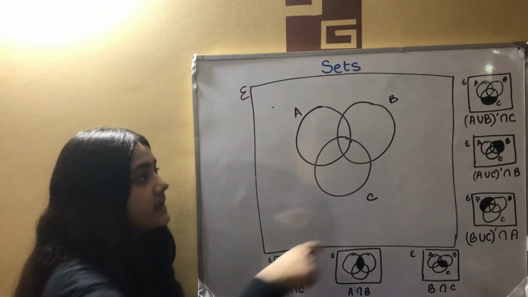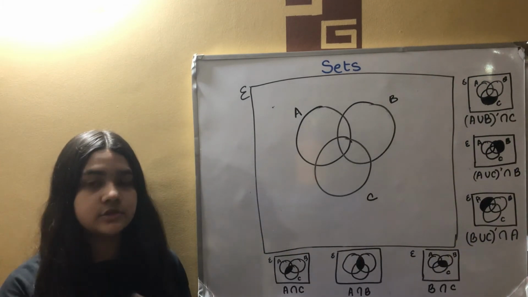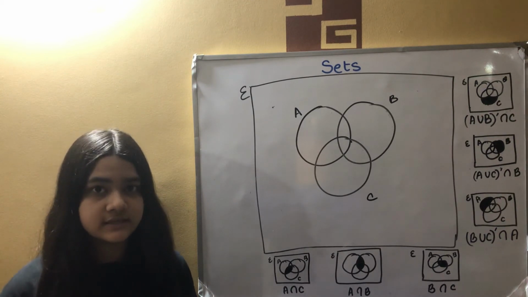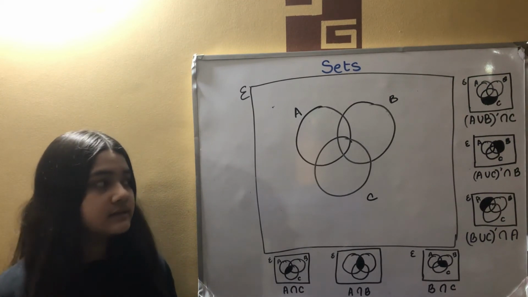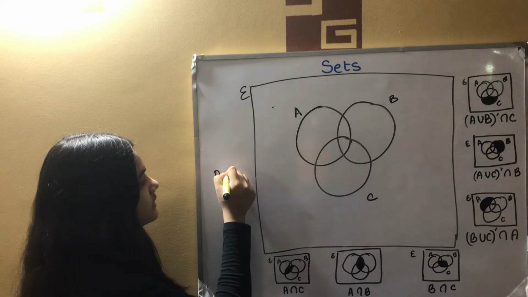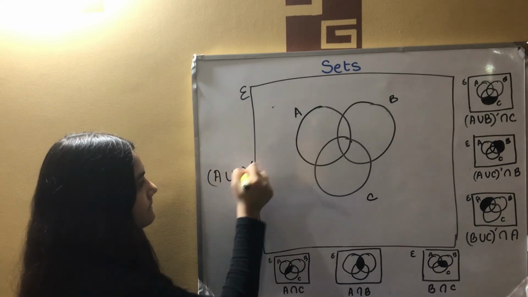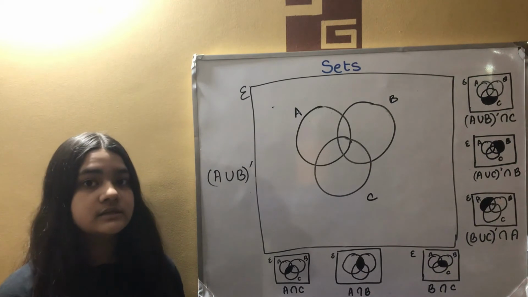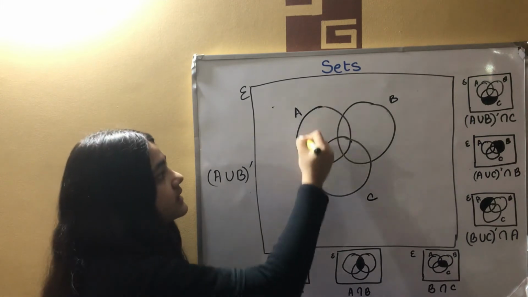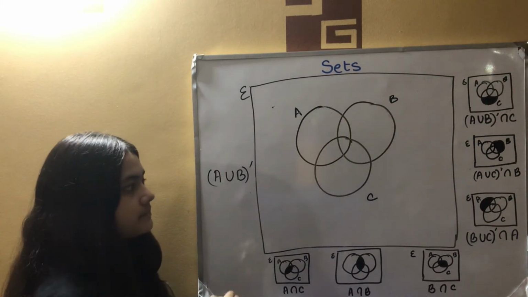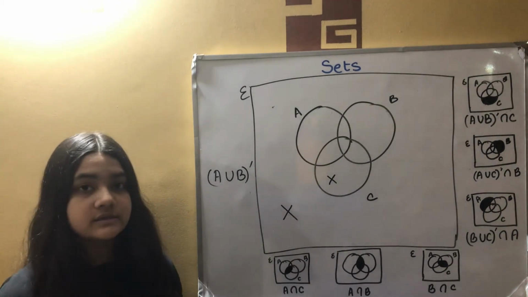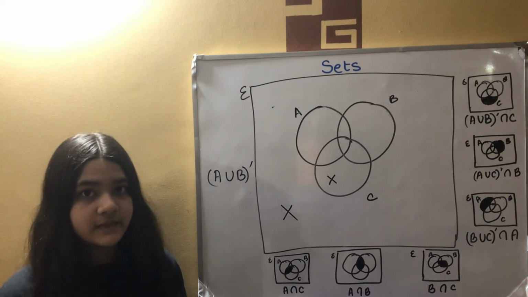Finally, let's look at these three Venn diagrams representing three sets. The first one is complement of A union B, intersection C. First, we will look at the part in the bracket. It says complement of A union B. So let's mark the regions which are the complement of A union B. These parts are A union B. So this region and this region is the complement of A union B.